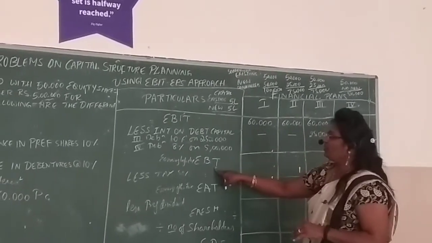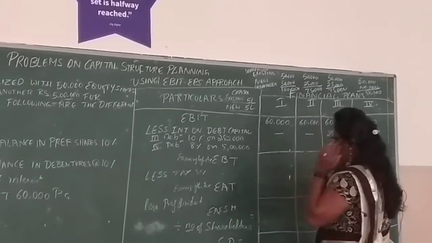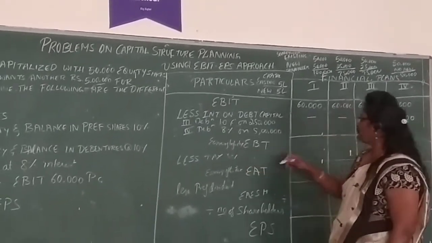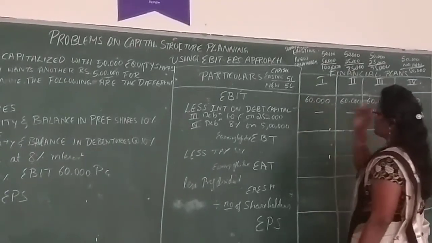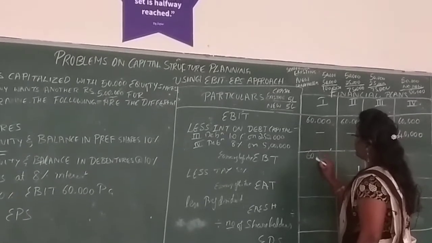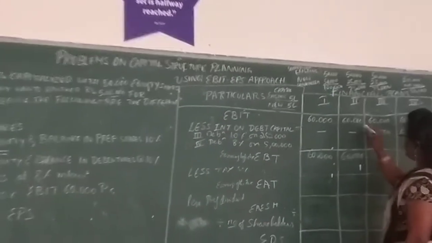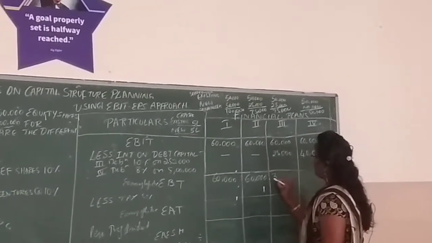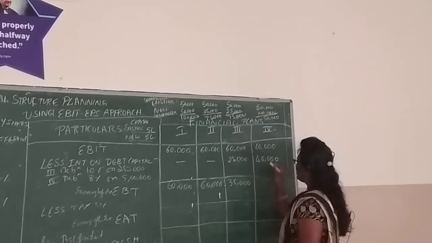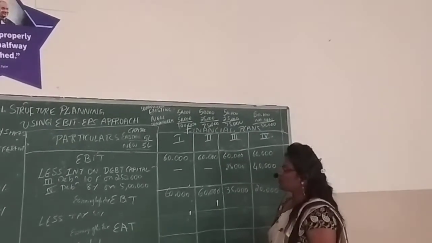Next we have to find out equity. We completed interest on debt capital, so we have got interest on debt capital. Now we have to find out earnings before tax. Once we subtract this from this, you get the EBT. 60,000. Since it is nil here, it is 60,000. Here it is 35,000, because 60,000 minus 25,000 is 35,000. Here it is 20,000, because 60,000 minus 40,000 is 20,000.